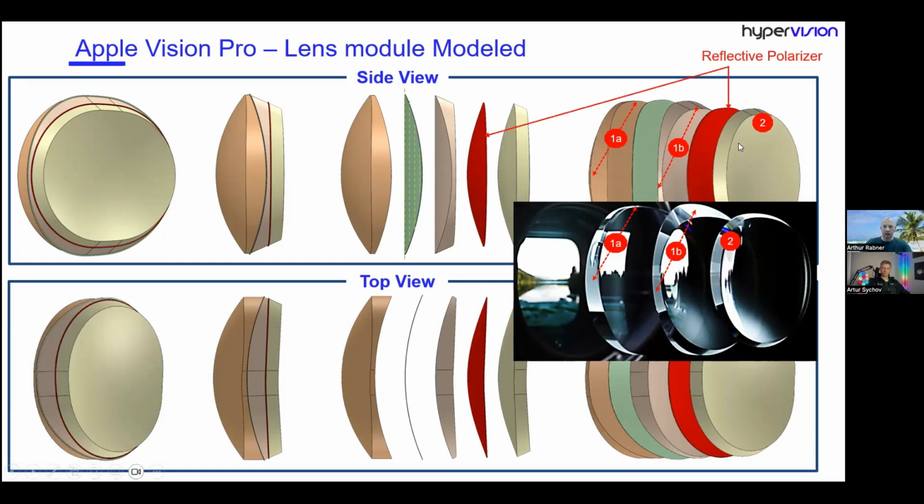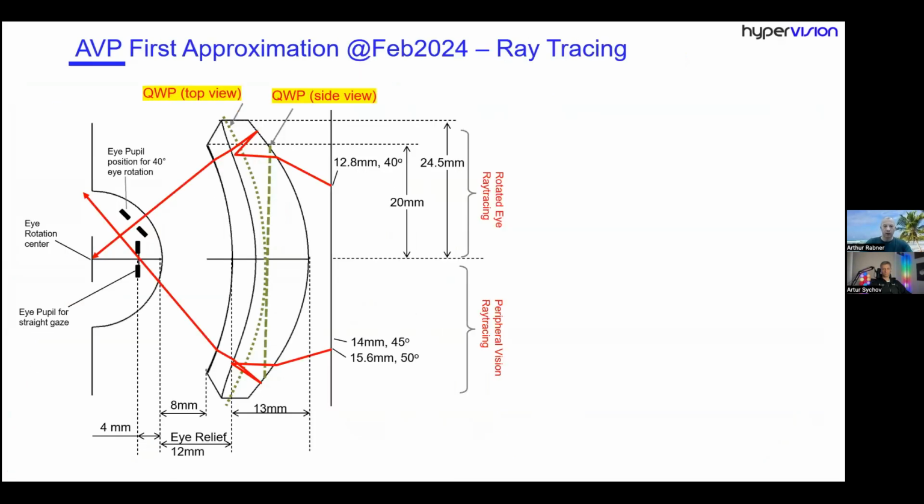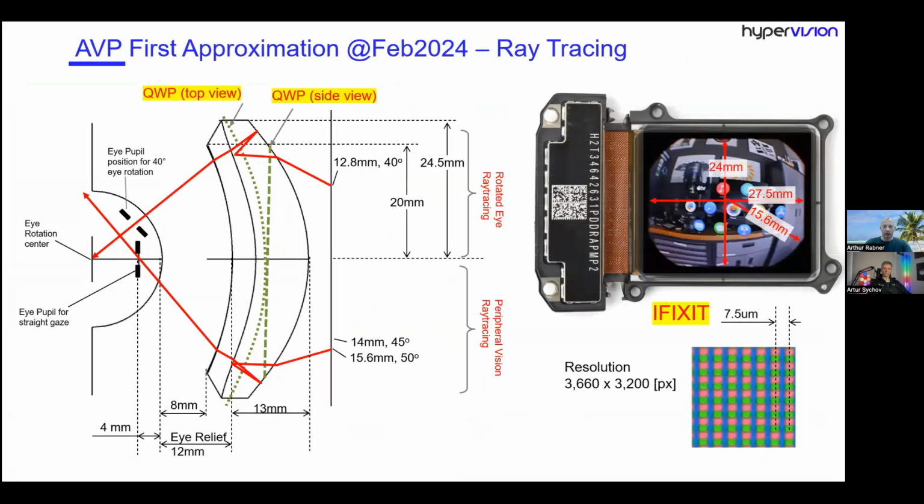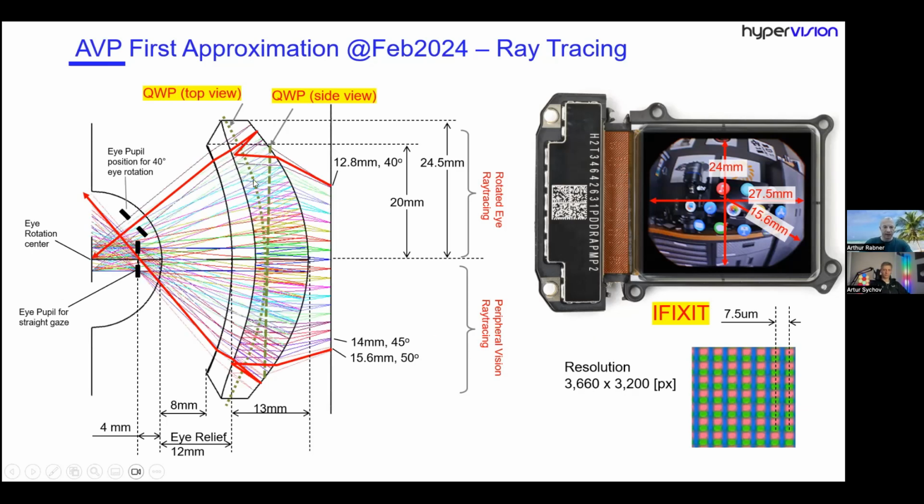So again, those red surfaces are not lenses. This surface is a thin film reflective polarizer, and this surface is a thin film retarder, quarter wave plate. And now to make the analysis, we took into account the real resolution and the size of the pixel used in the microdisplay. So we did ray tracing.